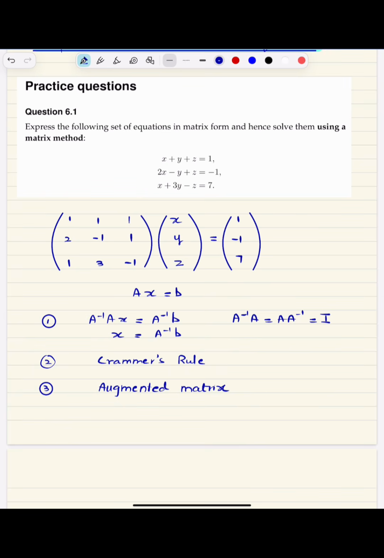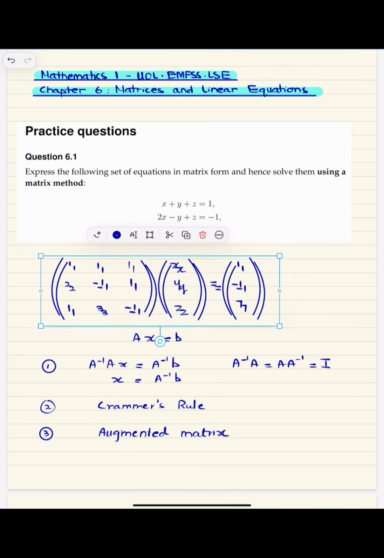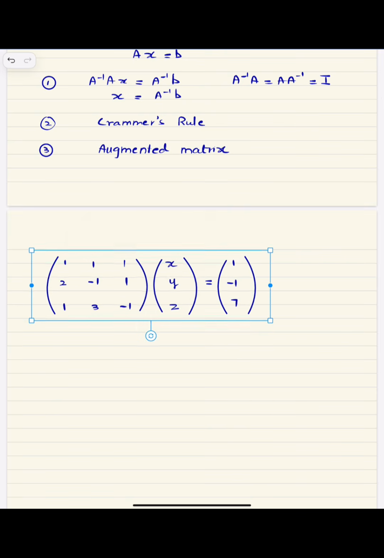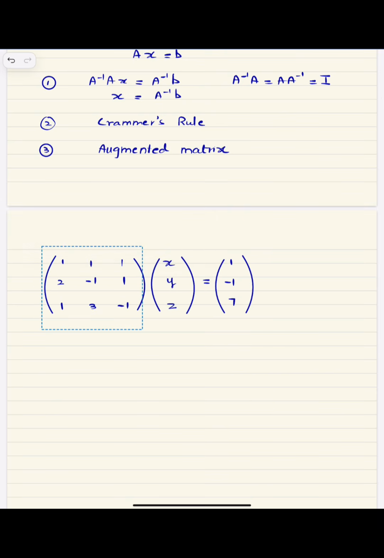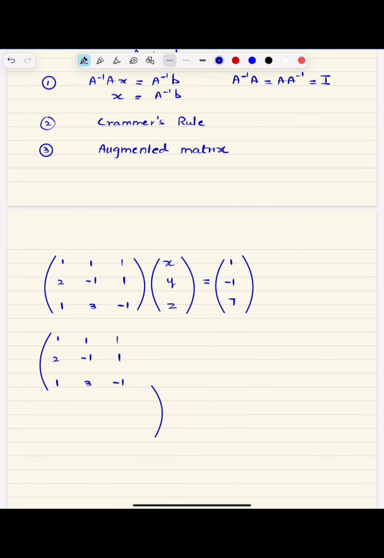So let's do method number 3, because at this level inverse calculation and Cramer's rule is not in the syllabus for Mathematics 1. So let's construct the augmented matrix. So the augmented matrix will look like this: 1, minus 1, 7. Okay.